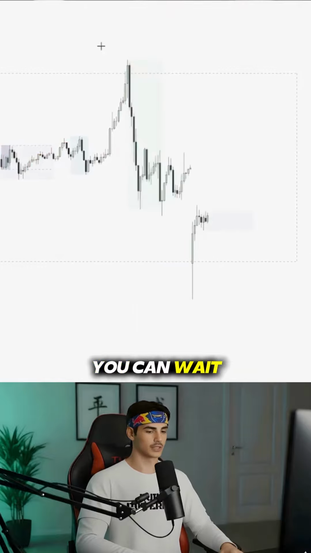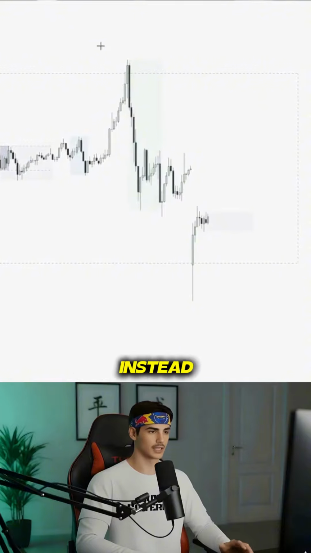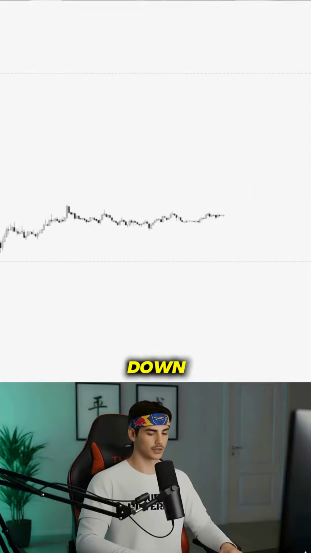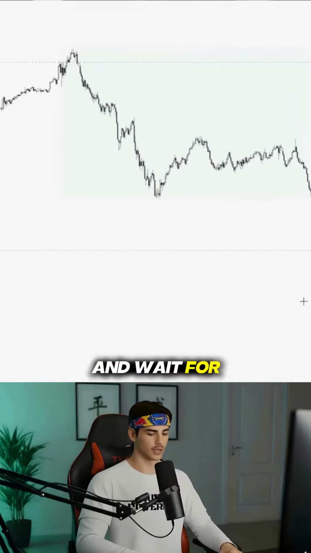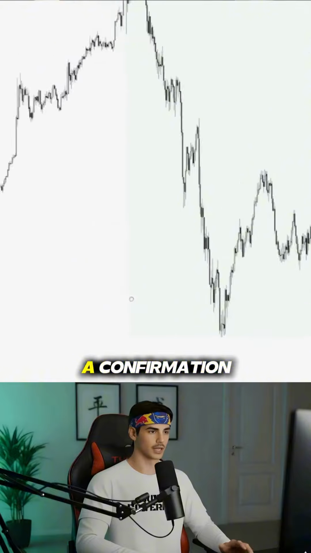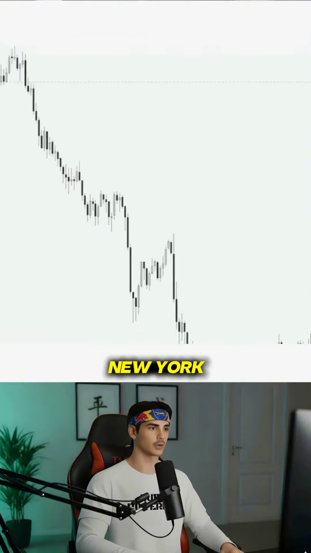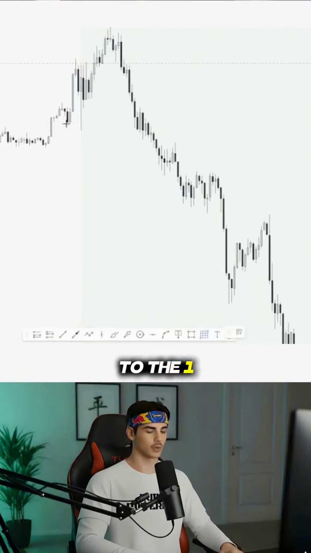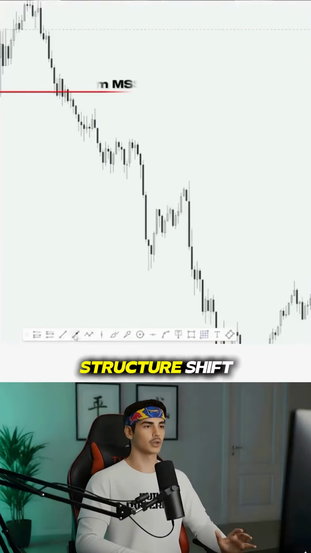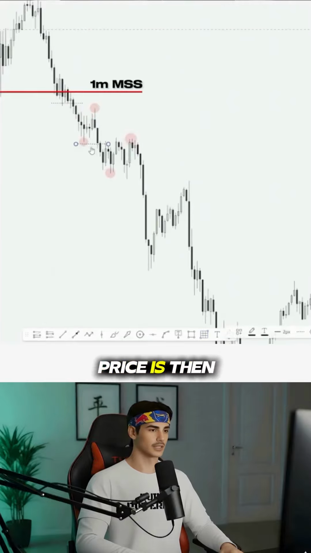Alternatively, you can wait for the 4-hour to sweep and wick close back inside the 4-hour range, and instead of taking a risk entry, we can go down to a lower time frame and wait for a market structure shift followed by a confirmation entry inside New York trading session. So if we go down to the 1-minute time frame, we can see a market structure shift. At this point, price is then falling, creating lower lows and lower highs.